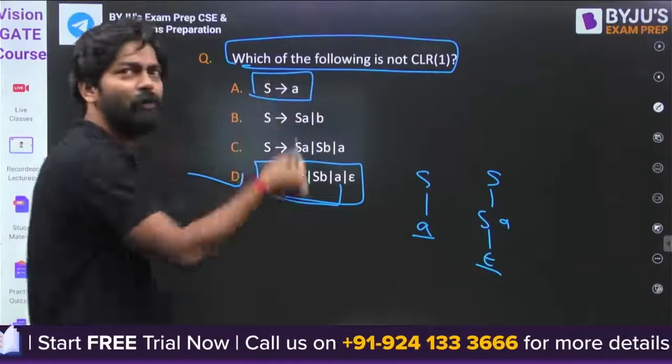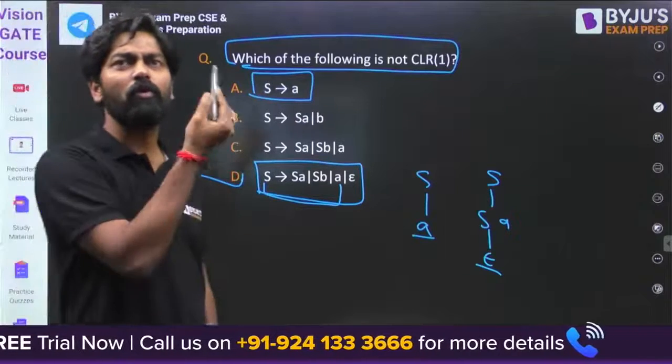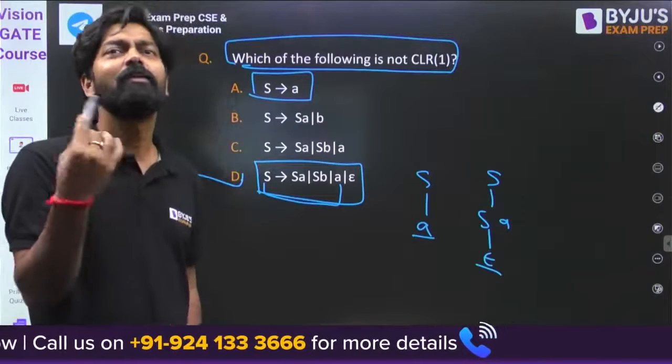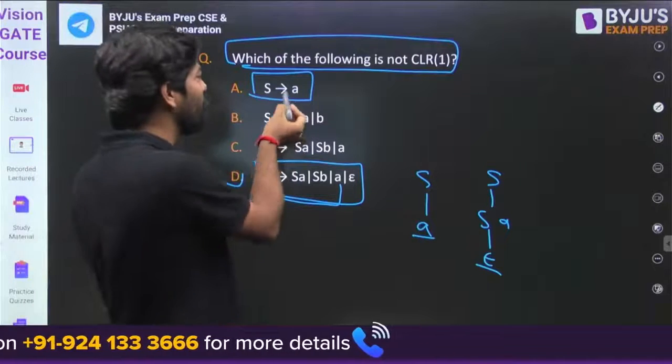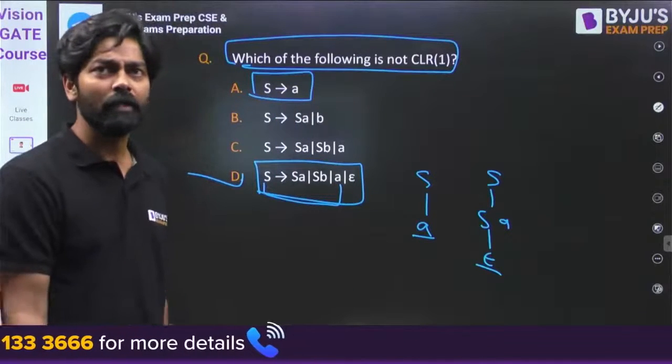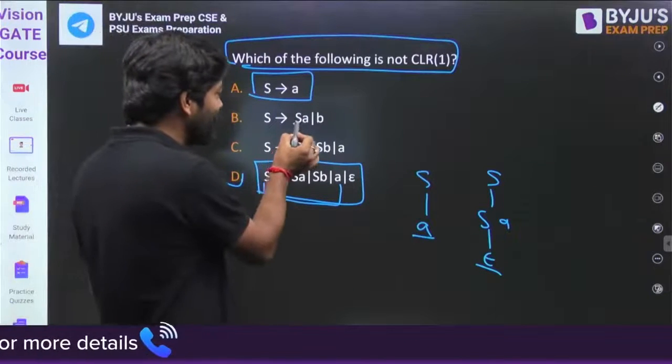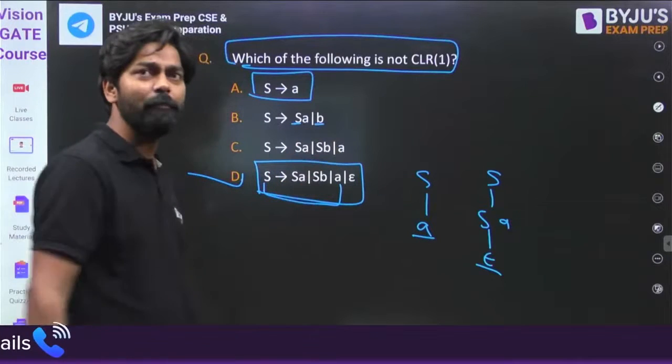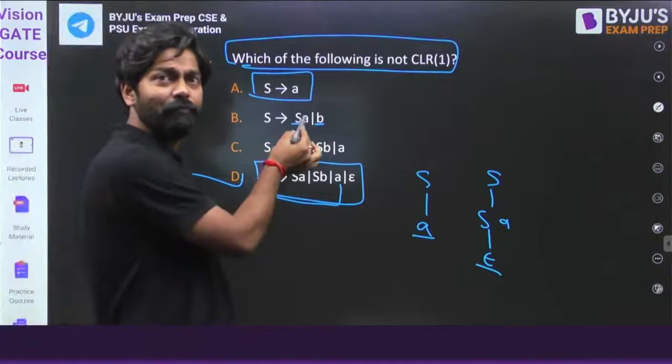If you want to check clearly, is there any problem? S goes to a single production. Is there any conflict? No conflict. No reduce conflict, no shift-reduce conflict, because we have only one production here. Now this is a state item, and it is shifting on B.